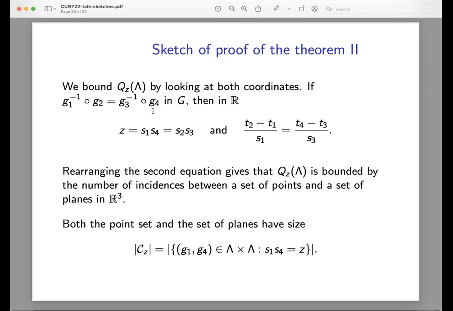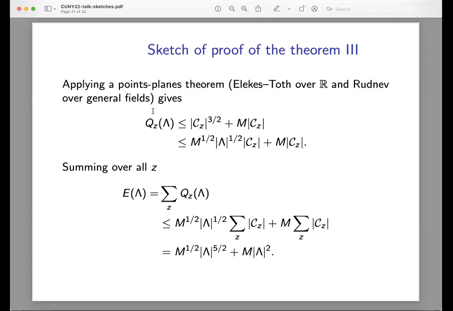The set of points and planes are not the same, of course, in any way, but their size is the same. And the size is the number of these pairs that I call curly CZ, that is, the number of pairs G1, G4, that both are elements of lambda, such that S1 times S4, so the slope, if you like, of the first times the slope of the other equals Z. So by doing some algebra, you reduce to counting the number of incidences between CZ points and CZ planes. And now you can use incidence geometry.